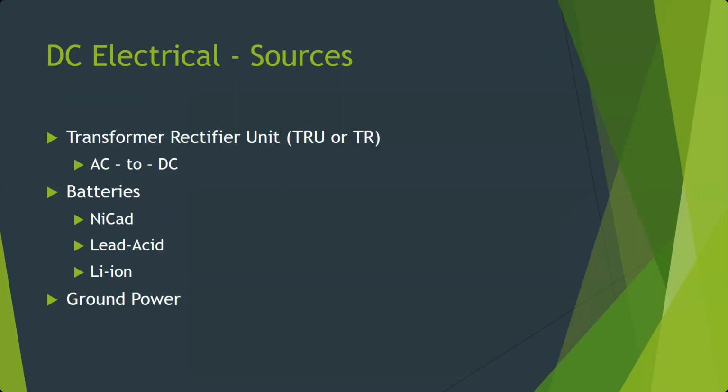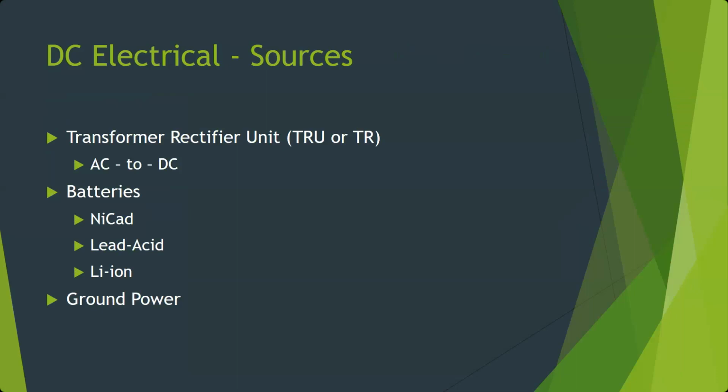Getting into DC, we're going to start with our sources. So DC starts with a transformer rectifier unit. This is going to take AC power, which is an input power, 3-phase, 120 volt, 400 hertz AC, and it's going to convert it to DC. And that's our primary power. When the airplane's up and running in a ground power unit situation, an APU generator situation, an engine generator situation, this is how the DC system is going to get power.